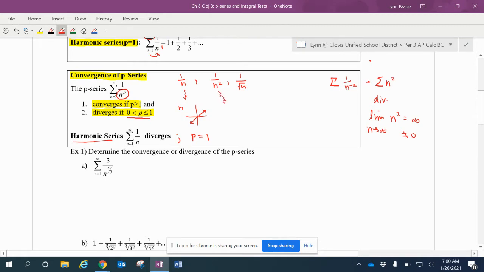And then what about the denominator here? What does the graph of n squared look like? Well, that's parabolic. And then what does the graph of the square root of n look like? And that's the radical graph.